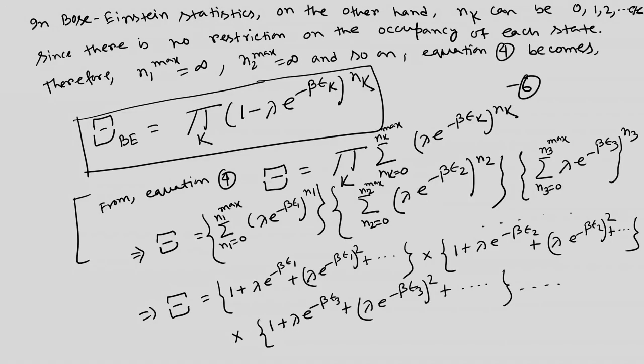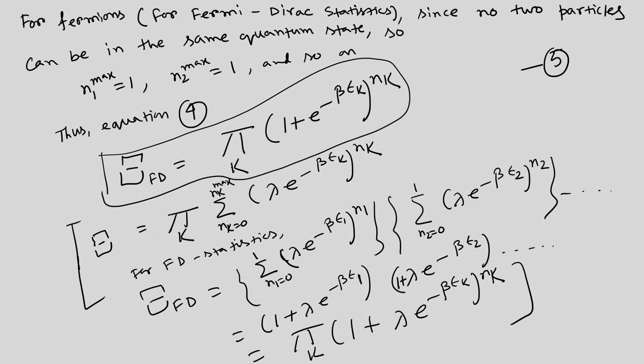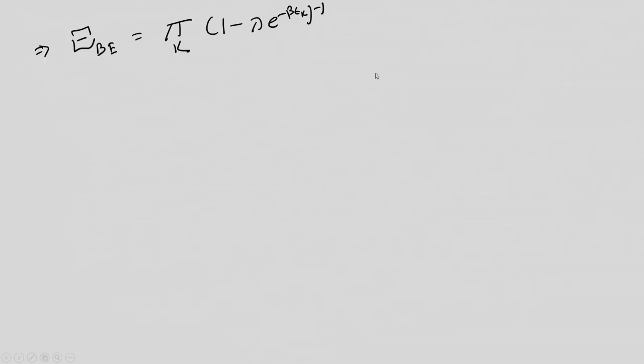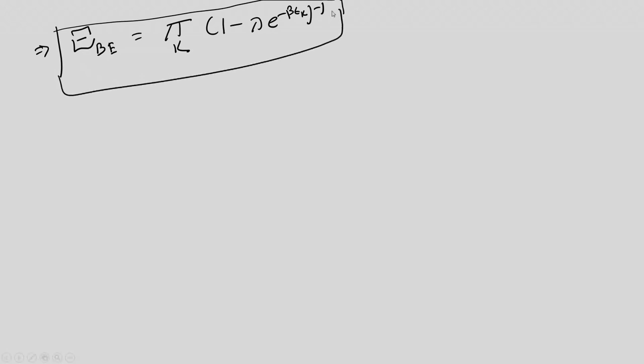So for FD statistics, we get the product over k of 1 plus lambda e to the minus beta epsilon_k, and in case of BE statistics, we get theta_BE is the product over k of 1 over 1 minus lambda e to the minus beta epsilon_k. Here we considered lambda e to the minus beta epsilon_k is less than 1.